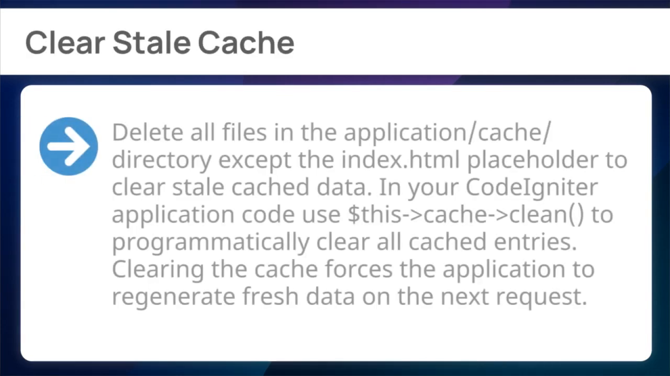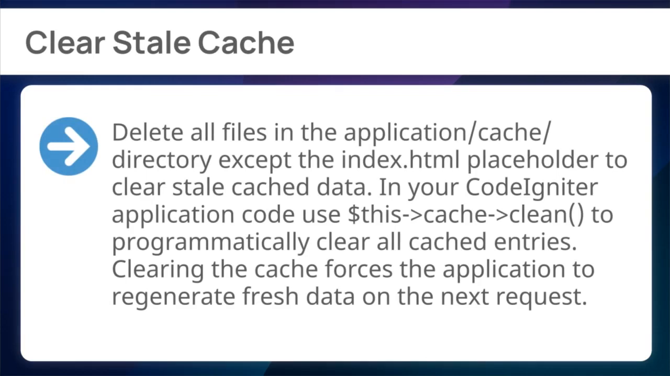Next, clear stale cache. Delete all files in the application cache directory except the index.html placeholder to clear stale cached data. In your CodeIgniter application code, use this cache clean to programmatically clear all cached entries. Clearing the cache forces the application to regenerate fresh data on the next request.